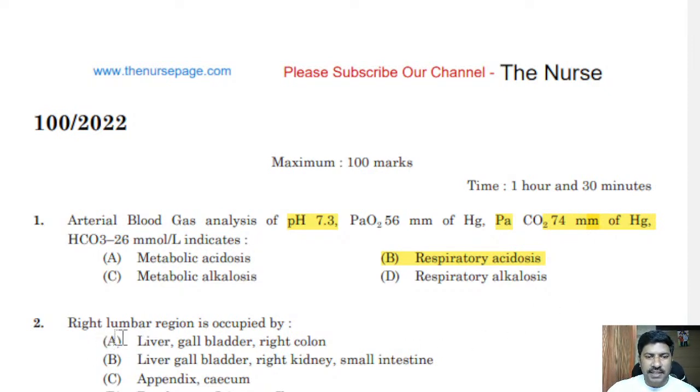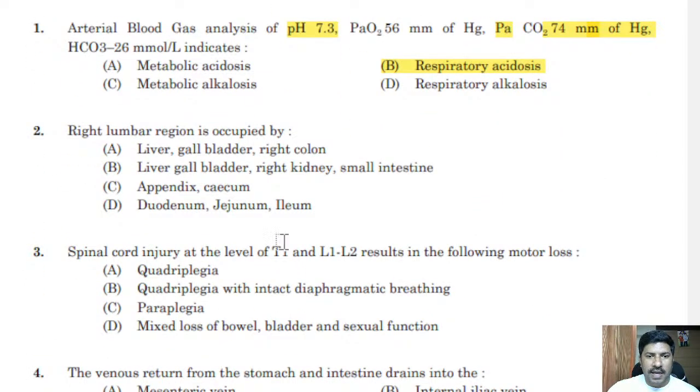Then next question, right lumbar region is occupied by. In that they have given different similar examples. Option A is the correct answer, because the right lumbar region is occupied by liver, gallbladder, right colon, and in the second option only the right kidney is coming, because the right kidney is usually seen in the right hypochondriac region. So the second option will be wrong. In the right lumbar region small intestine will also come, but the right kidney will not come. That is why the first option is correct.